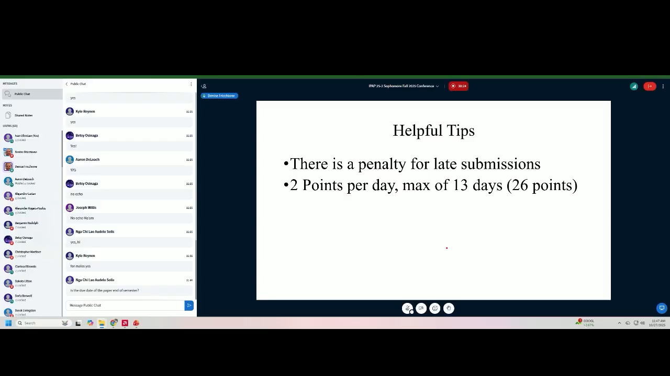There is a penalty for being late, and it's 2 points per day for a maximum of 13 days. Why 13 days? Because after that point, it is mathematically not possible to pass this assignment. What happens if you fail this assignment? Unfortunately, you will be referred to a performance review board, PRB. Does this happen often? No.